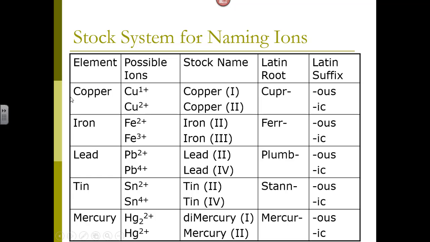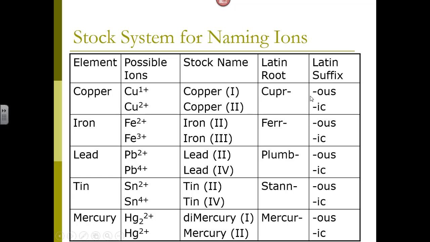For example, if we take copper, copper has 2 possible charges that are pretty common, +1 or +2. The Stock name, or the system that we will use to differentiate between this one and this one, takes whatever that charge is and uses a Roman numeral to represent that charge. So copper(I) versus copper(II). Pretty simple. Take the charge, make it a Roman numeral. You really only need to know your Roman numerals up through 6 or so.